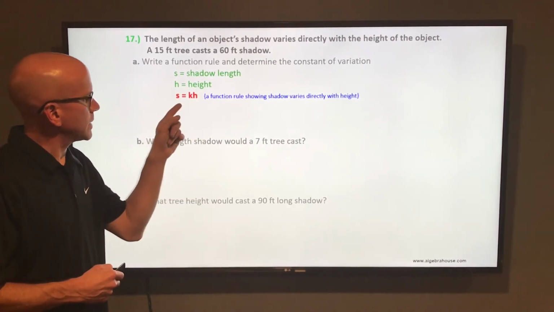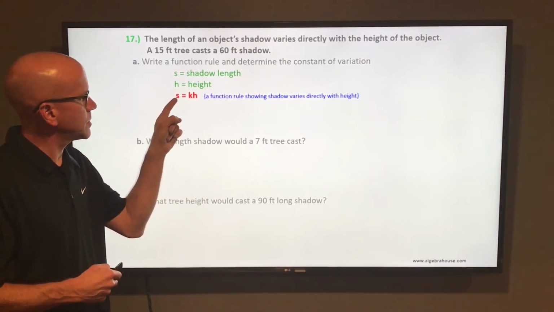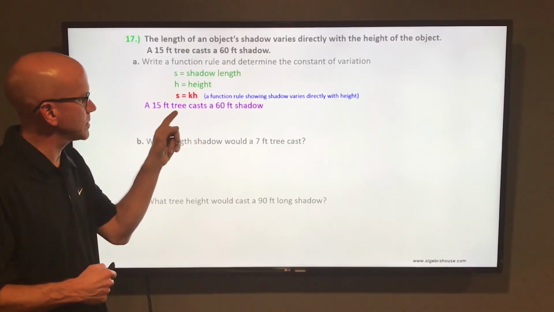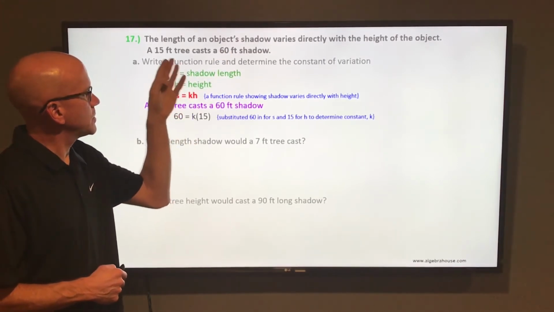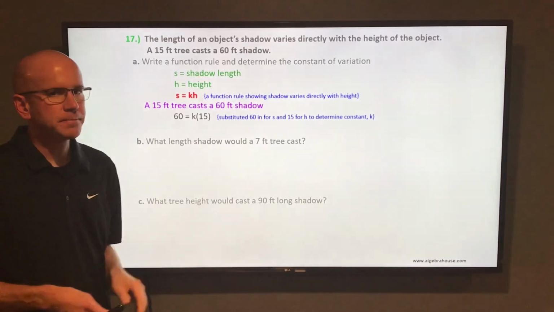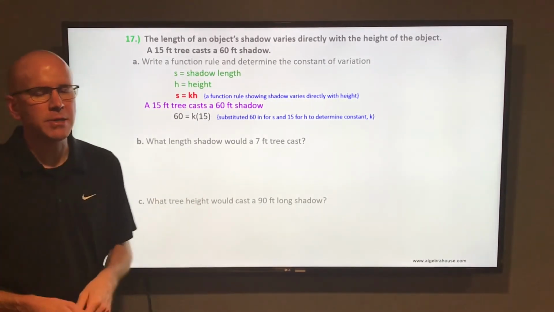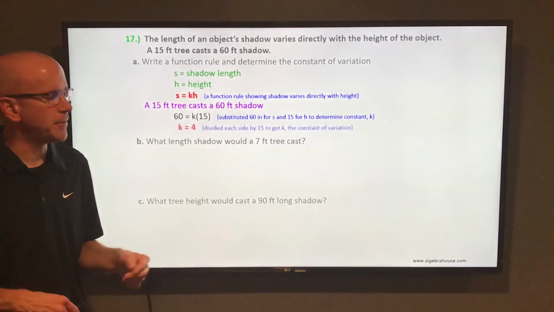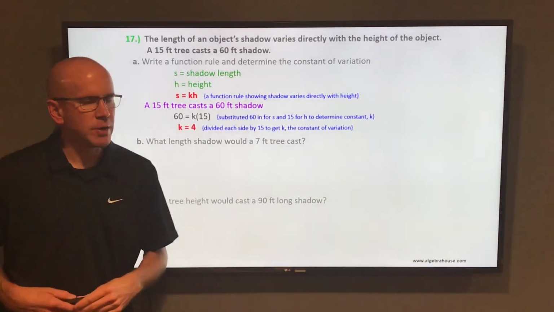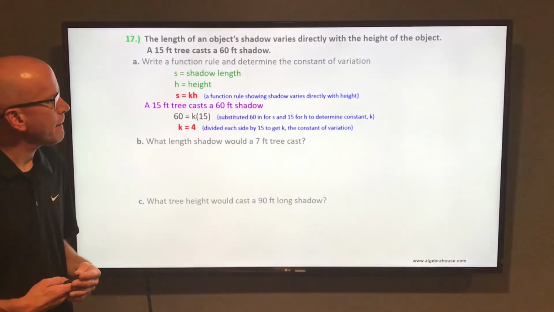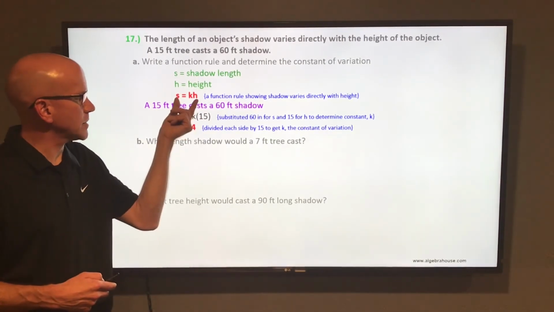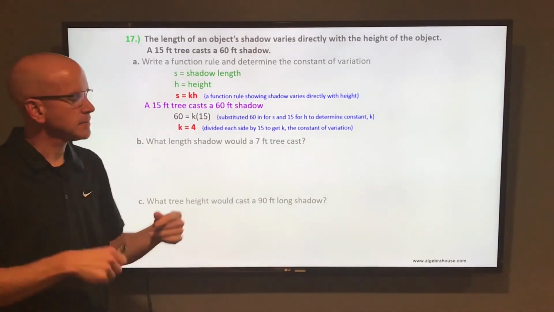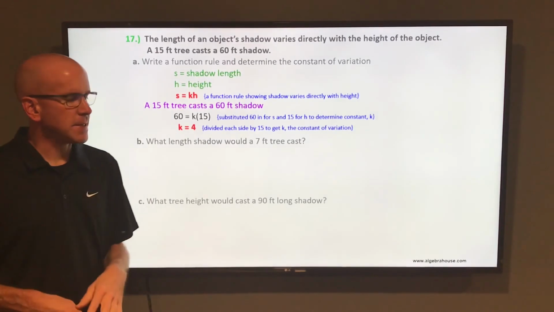Need to find the constant of variation. S is the shadow. I'm going to put 60 in for S. And H is the height. I'm going to put 15 in for H. So 60 equals K times H. This will give us that K, that constant of variation. Divide each side by 15. K, the constant of variation, is 4. So S equals KH. That's the function rule for the whole thing. 4 is the constant of variation.